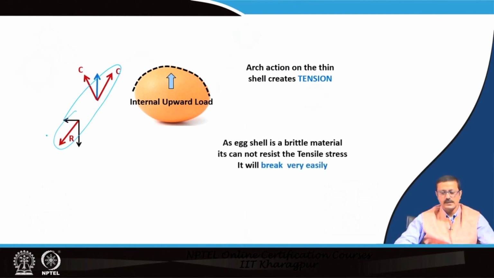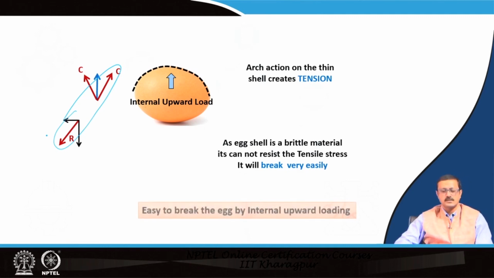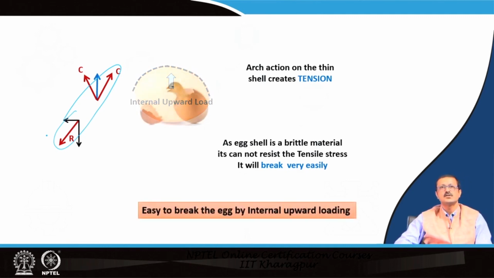And when you create a tension, the brittle material, eggshell is a brittle material, is very strong in compression but very weak in tension. As it is very weak in tensile stress, you can break it very easily, and because of this it is easy to break the egg from the internal small pressure, and that is why a newborn chick with a very small pressure can actually come out from the egg.